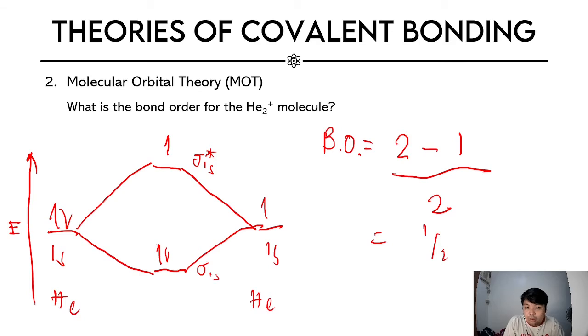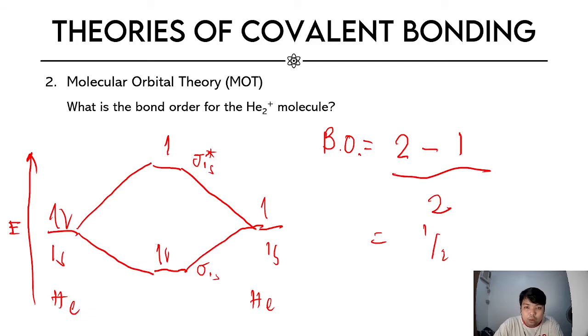So the He2+ molecule actually exists. However, it is not stable, since the bond that is formed is significantly weaker than that of a single bond. That is what it means when we say that the bond order is 1/2.